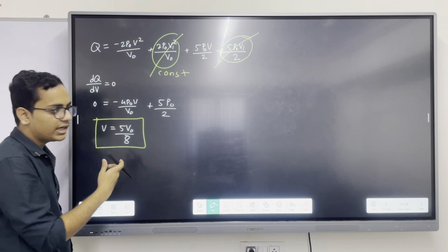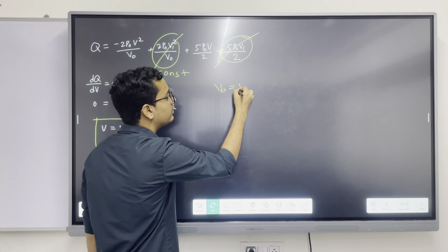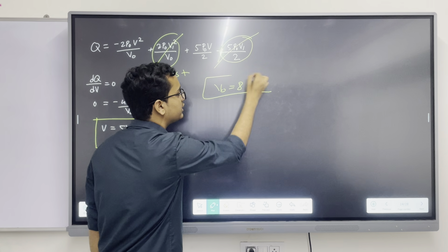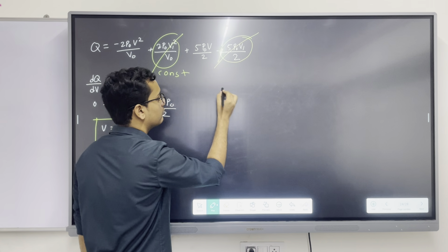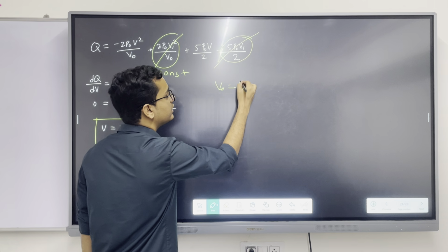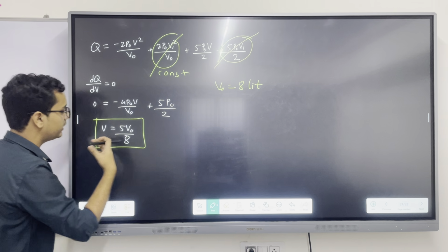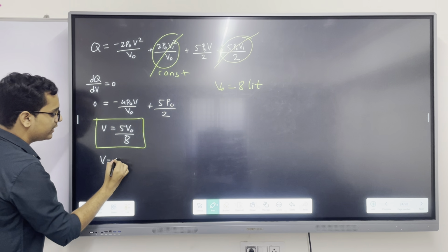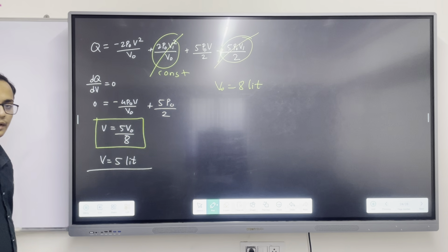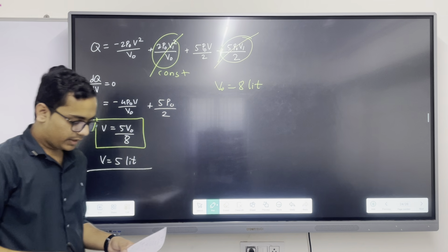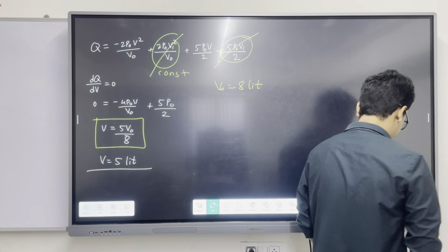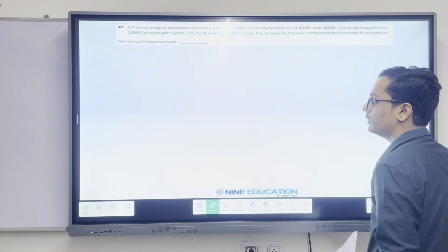Clear? And in the question it was given that V naught is equal to 8 meter. This is given in the question. If you substitute the value, we will get V is equal to 5. Okay, right? Okay, next one.